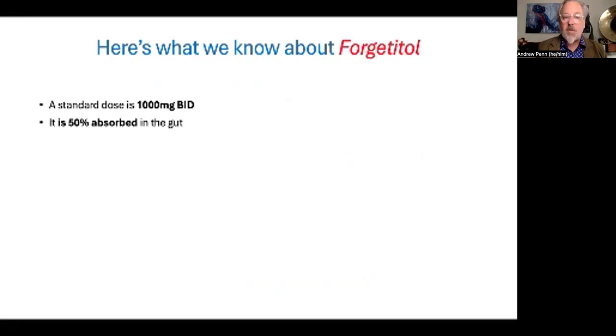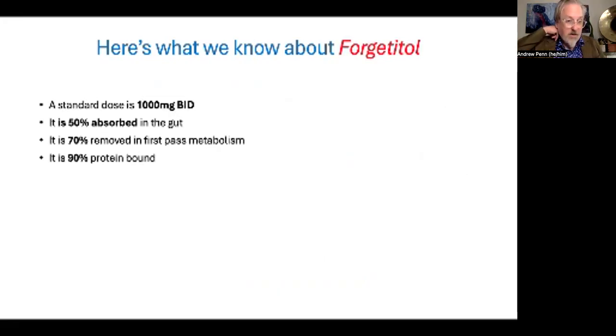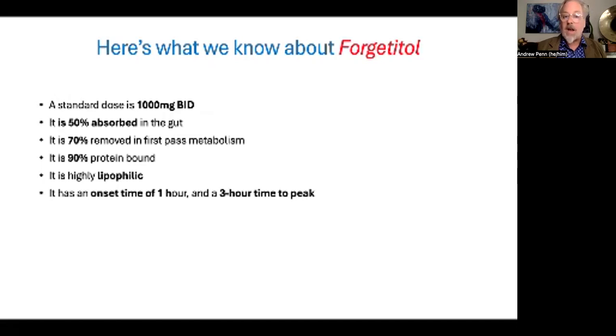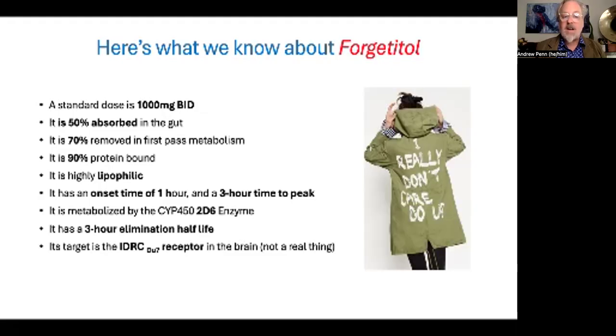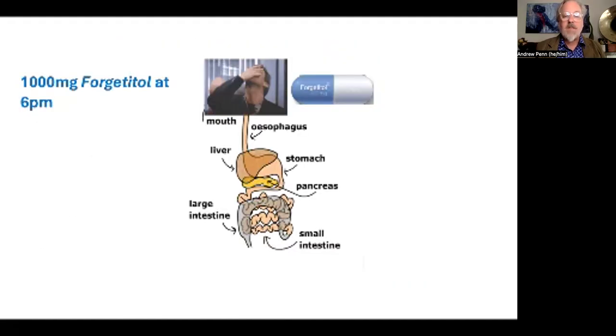It's 50% absorbed in the gut. It's 70% removed in first pass metabolism. It's 90% protein bound. It's highly lipophilic. It has an onset of 1 hour and a 3 hour time to peak. It's metabolized by CYP2D6. It has a 3 hour elimination half-life. And its target is the IDRC-DU receptor in the brain, which is not a real thing. So let's see what happens when he takes it.